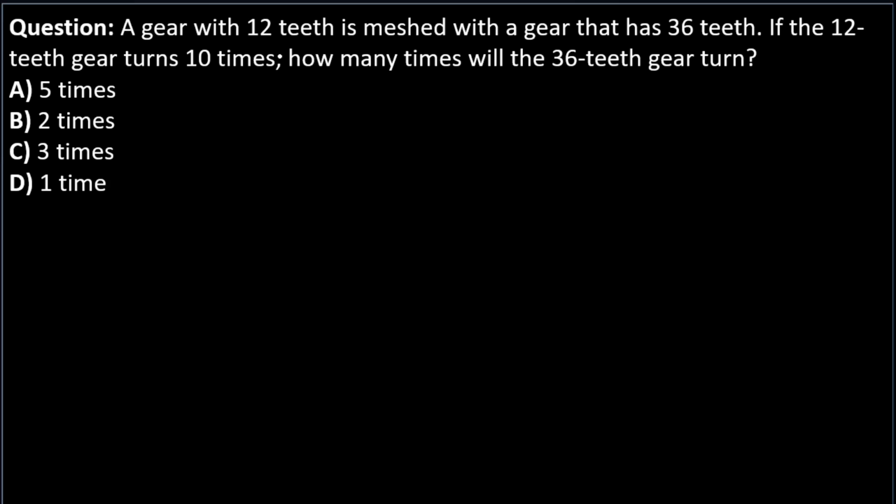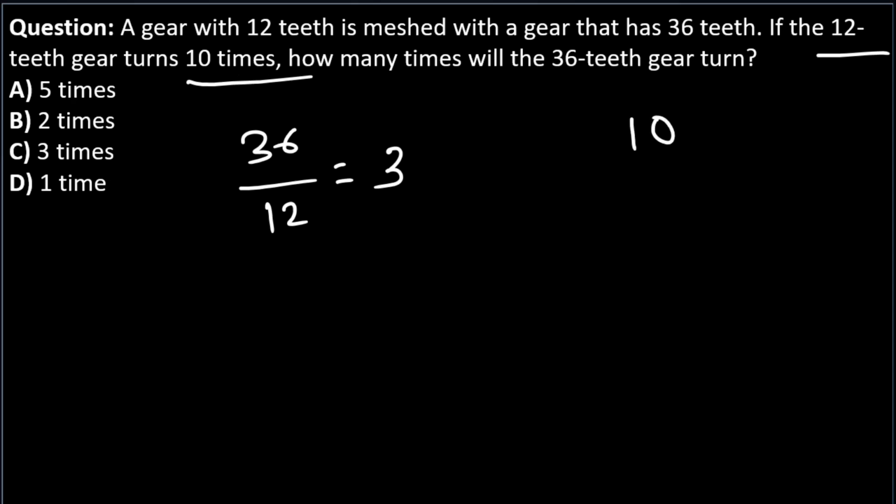Now come to another problem. A gear with 12 teeth is matched with a gear that has 36 teeth. If the 12 teeth gear turns 10 times, how many times does the 36 teeth gear turn? So here, 36 over 12 equals 3. So here we need to divide the times rotated by the small gear.